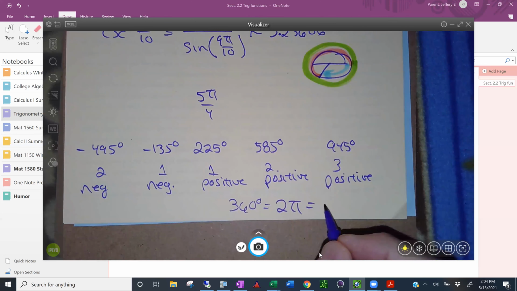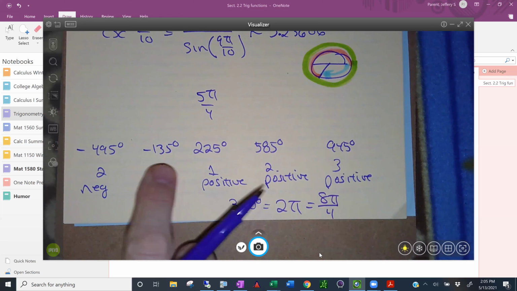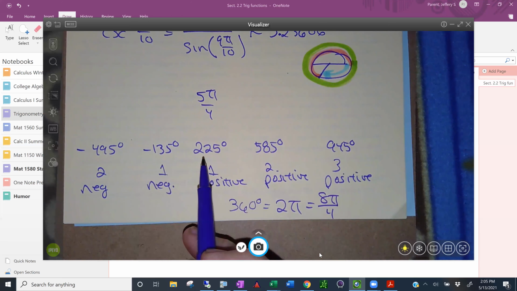Now, could I also write that as 8 pi over 4? Is that the same thing? Sure. Yeah, 8 over 4 is 2, so that's the same thing. Does anyone see the benefit of writing it as 8 pi over 4? Because it's the same denominator as 5 pi over 4? Yeah, they have common denominators.